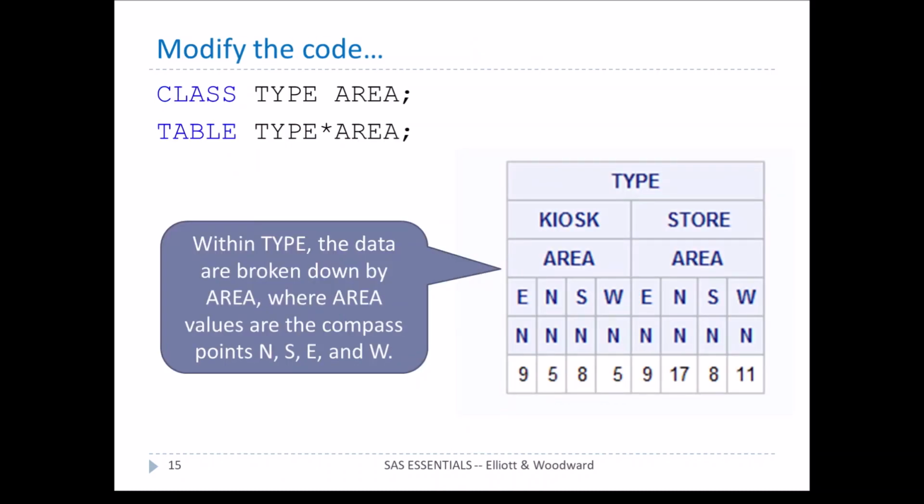Now if we modify this and add in the CLASS statement type and area, and then ask for a table of type by area, then again we see that it starts out at the top with type, and then kiosk and store are the two types. But then it goes to area as the second variable, and area is broken down into the various locations, in this case east, north, south, and west. Again, the N specifies that we're going to have the count. So of the east kiosk, there are 9 of them. North kiosk, there are 5, and so forth.